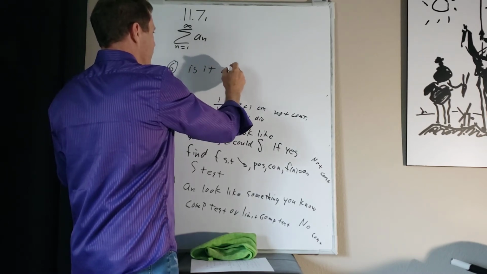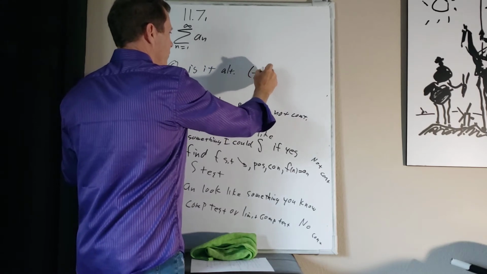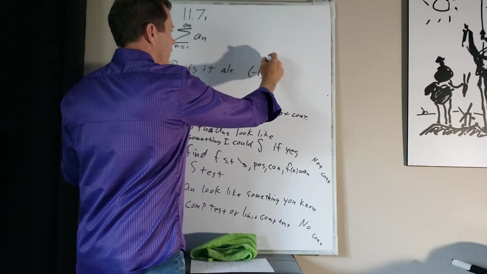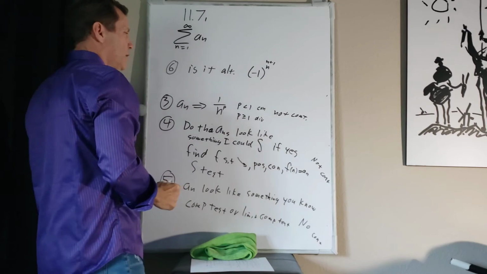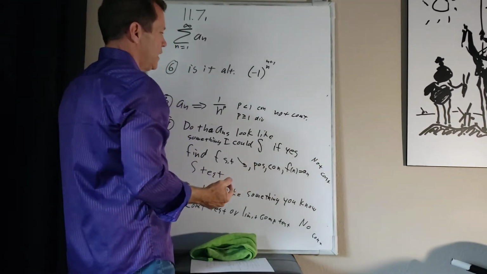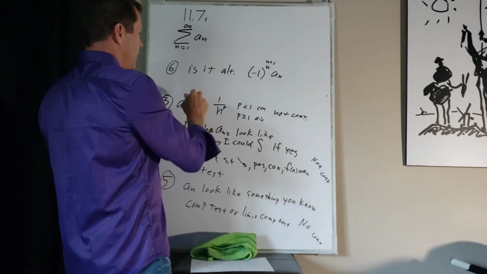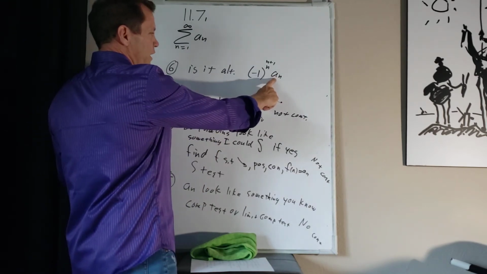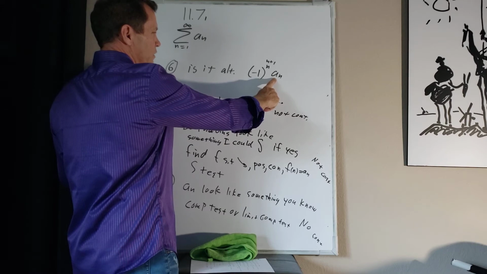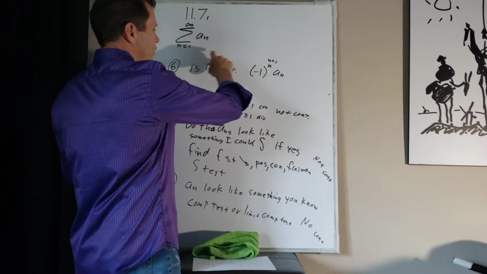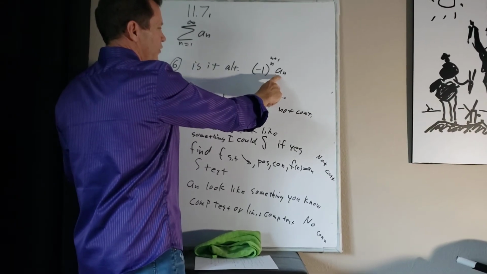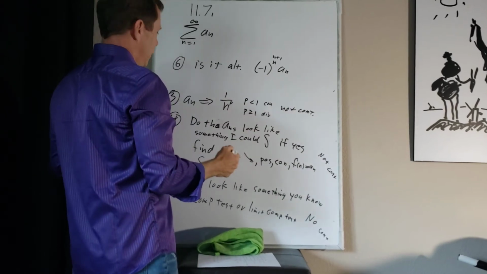Is it alternating? Does it have a -1 to the n or n plus 1? If it is alternating, then what are you going to do? You're going to see if these guys are decreasing. If those are decreasing, you've already shown that these guys are going to 0. If these are decreasing and it's alternating, it converges. Okay?